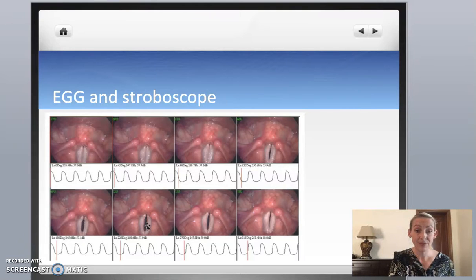And conversely, here you have a picture taken when there was full contact between the vocal folds, which is shown by the EGG signal. And indeed, you can see in the photo that the vocal folds are completely closed. So this is what is happening when we make voice. And we can observe this using the electroglottograph or the stroboscope or the two together.